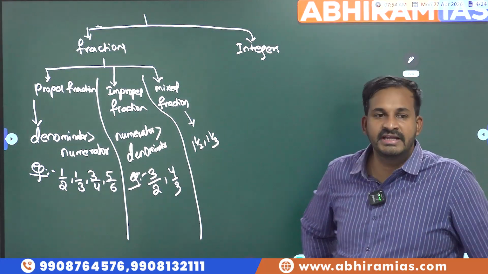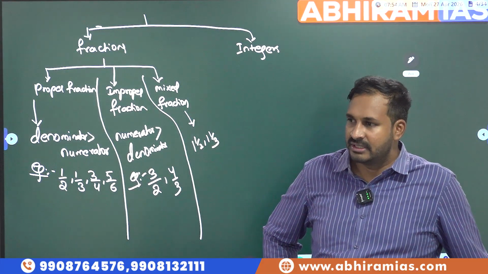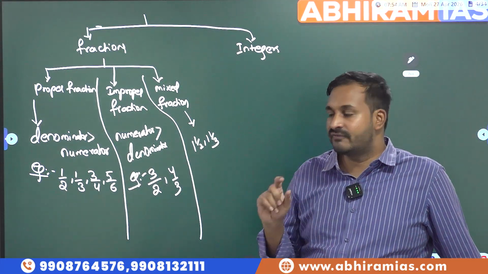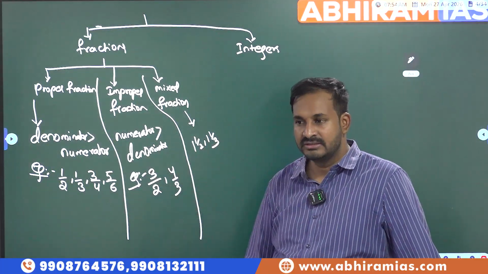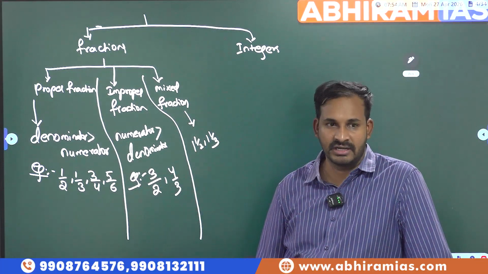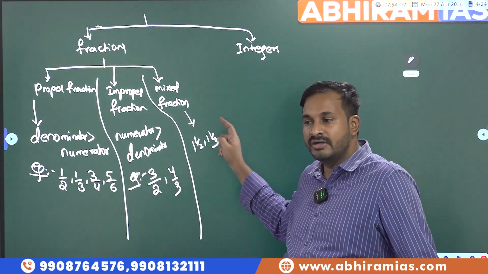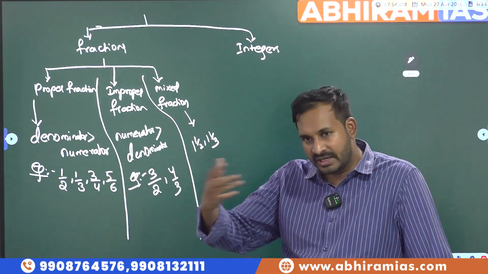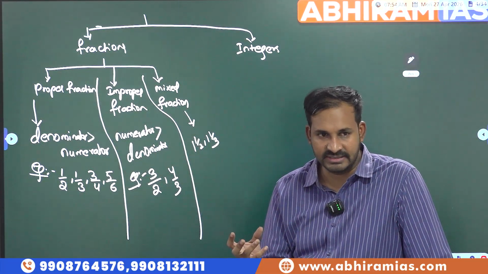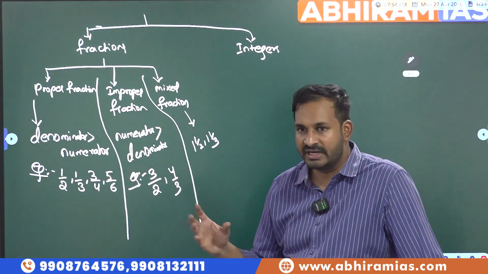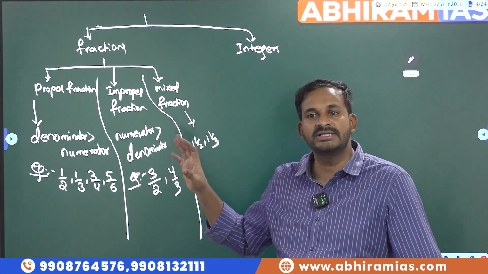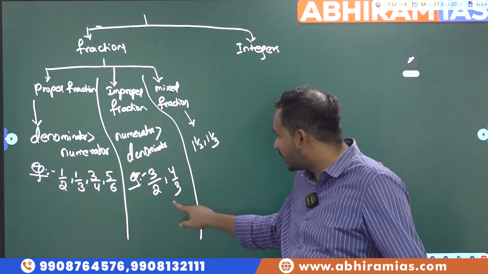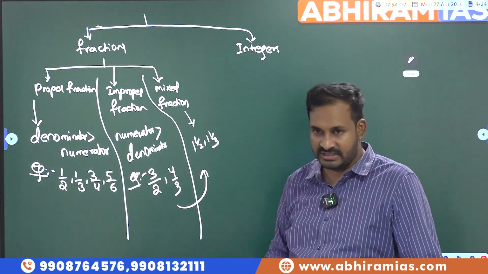So, if you are writing any theory examination, remember you should never write your final answer in improper fraction. The final answer should not be written as 3/2. Definitely you should convert it into a mixed fraction and write that as your final answer. If you write 3/2, that is a wrong answer.